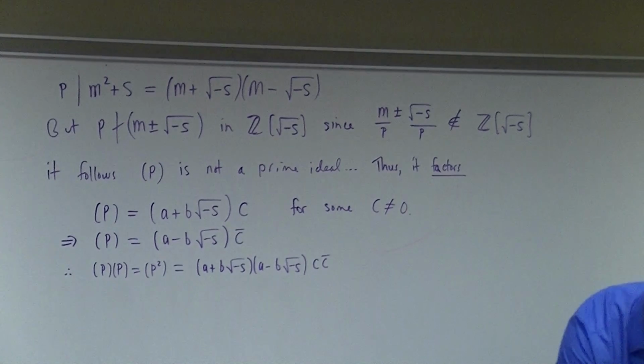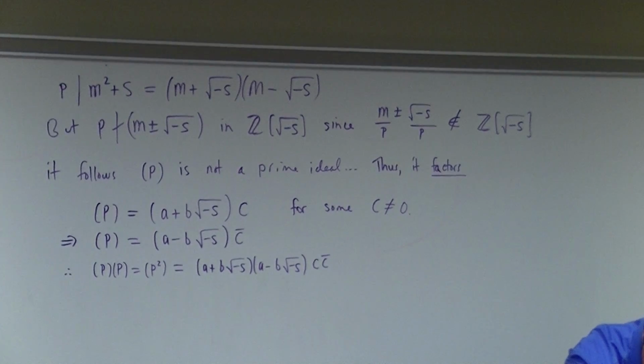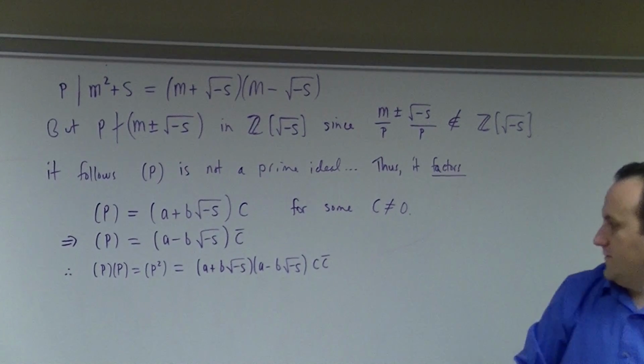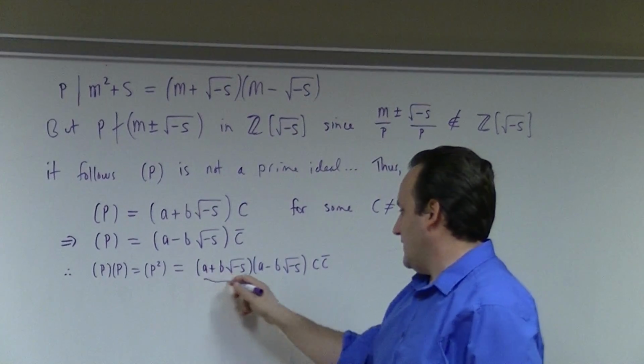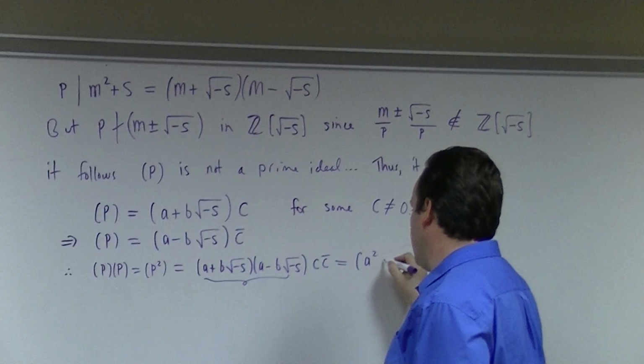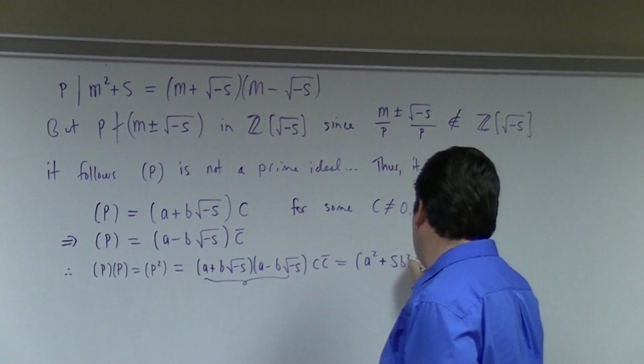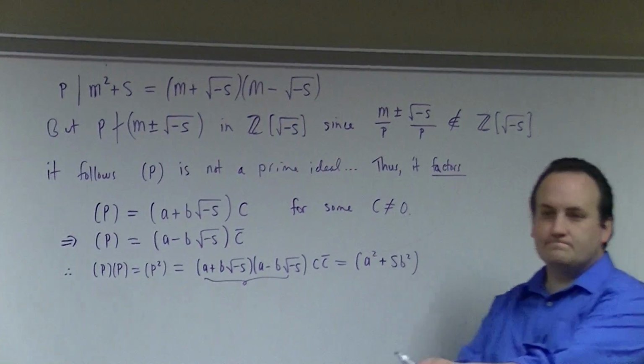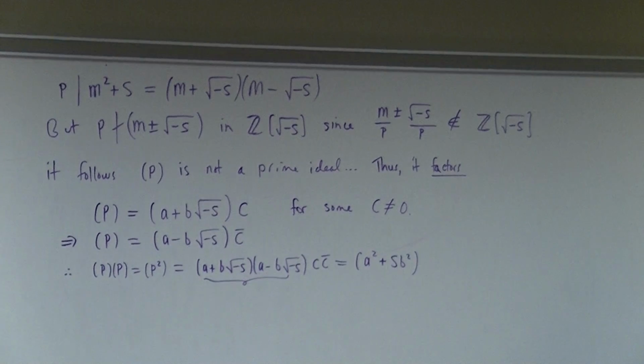Now what can we do with that? Well, this simplifies. What's this simplify to? This simplifies to a squared plus 5b squared. Admittedly, there's a little bit of jump there. And how about c c bar? What is that?